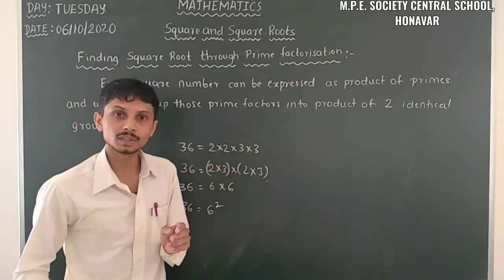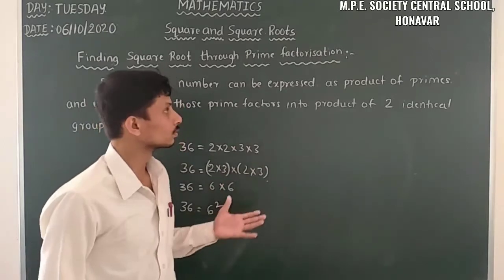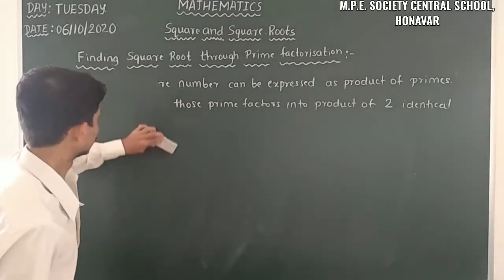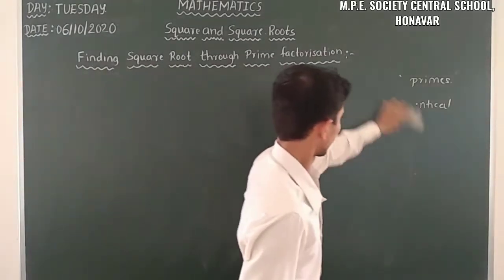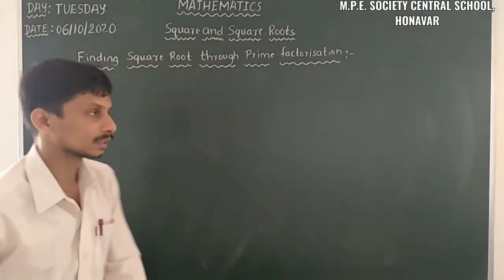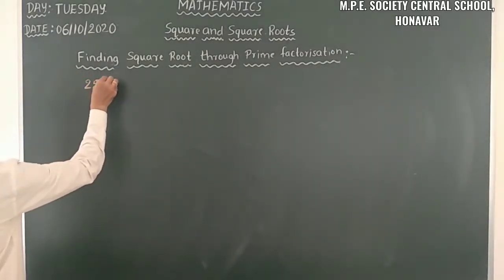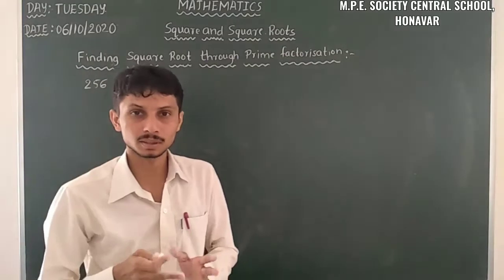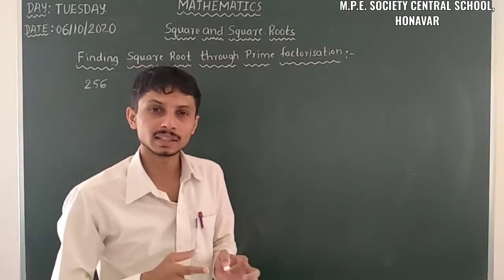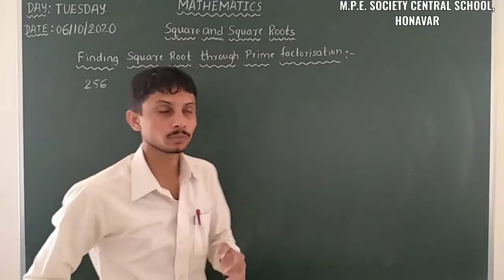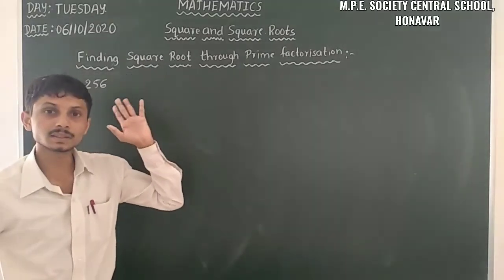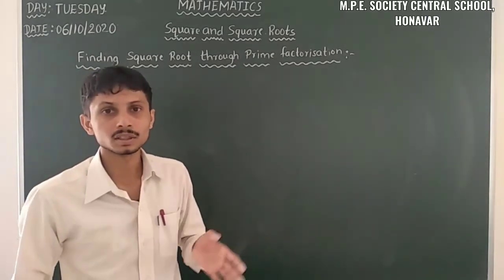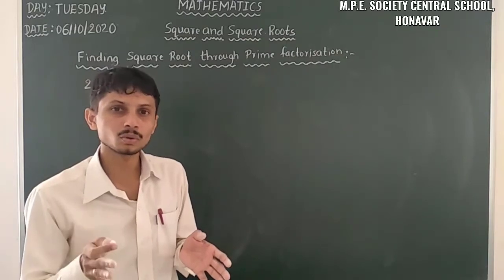Let us take some examples based on prime factorization. Firstly, I will take 256. We already know about 36 and 16. These are simple numbers; we can easily identify or factorize them. But just observe, 256 is a bigger number. We don't know its square root easily.